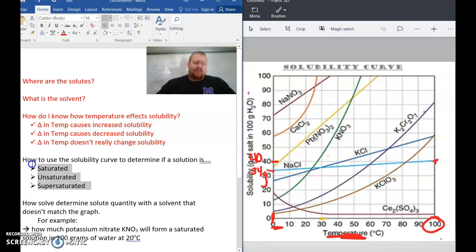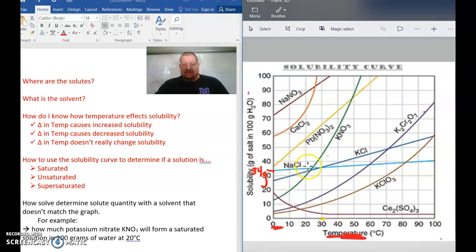Now we're going to go on to the next one: how to use the solubility curve to determine if the solution is saturated, unsaturated, or supersaturated.